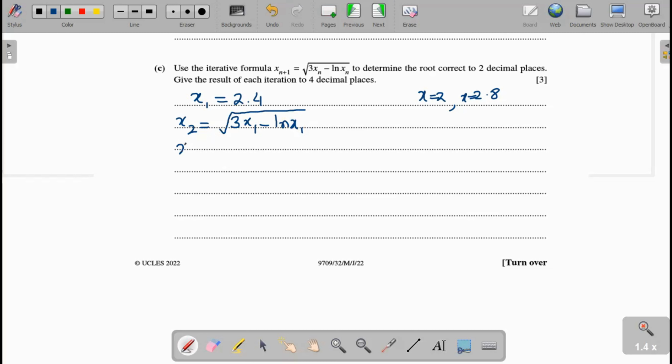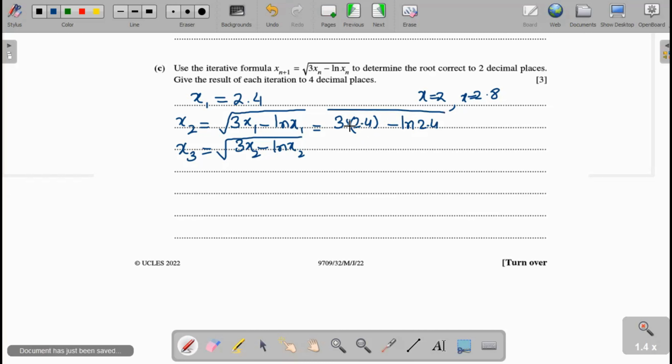Same as the third value, we can calculate it as the square root of 3x2 minus ln x2. We continue writing this formula until the values become the same. Now we check what the value of x2 will be. Now put the value: 3 multiplied by 2.4 minus ln 2.4.